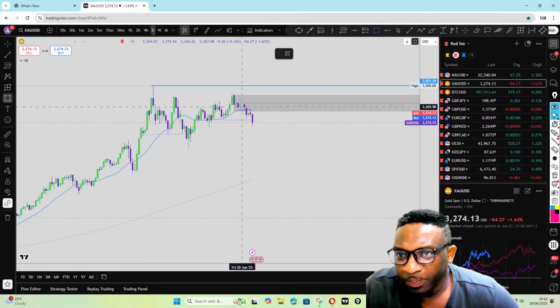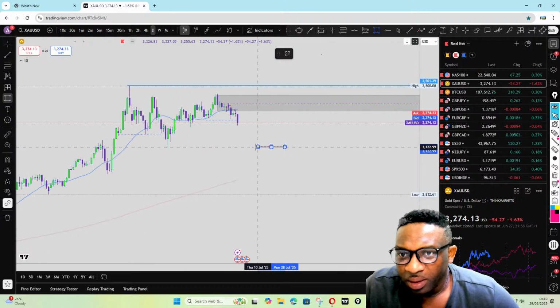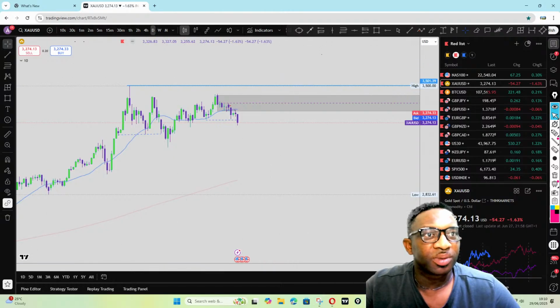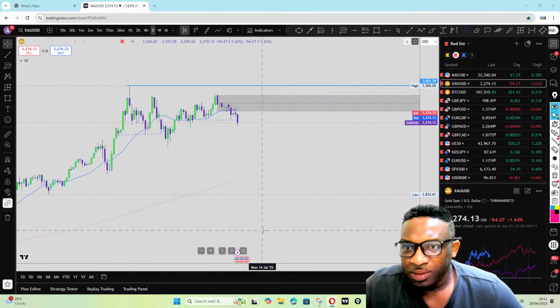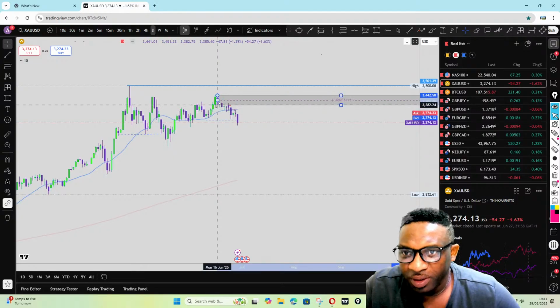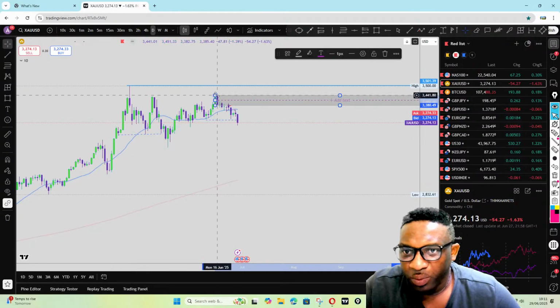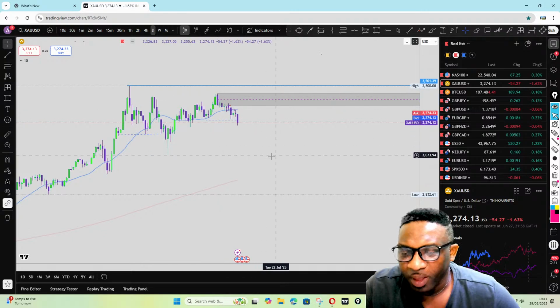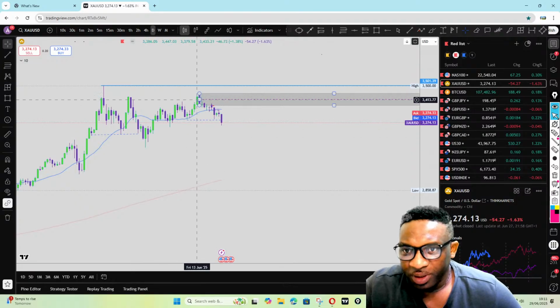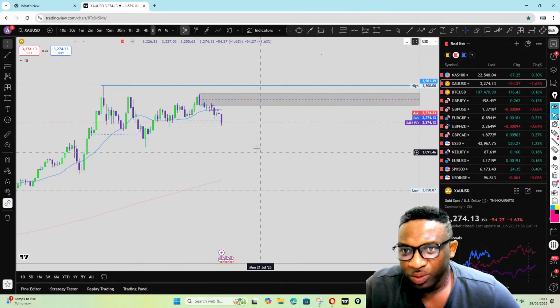The move started right from here. Let me reduce this volume a little bit. Okay, looking at this, the main origin was from here. So this could be the origin of the move. Mind you, this is a daily chart, so this could be one origin, one target.